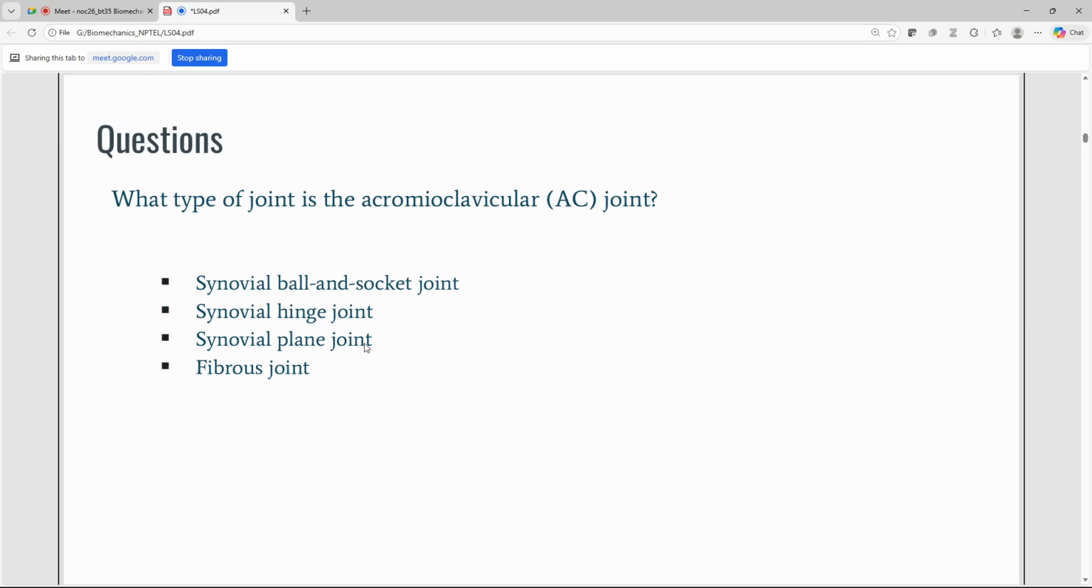First question: what type of joint is the acromioclavicular joint? I hope we discussed this in the last class also. What type of joint is the acromioclavicular joint, or the AC joint? Options are synovial ball and socket joint, synovial hinge joint, synovial plane joint, fibrous joint.